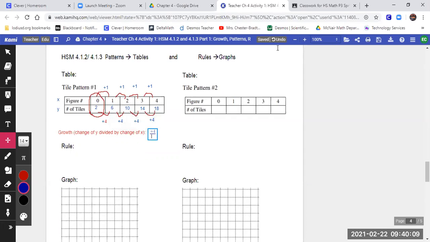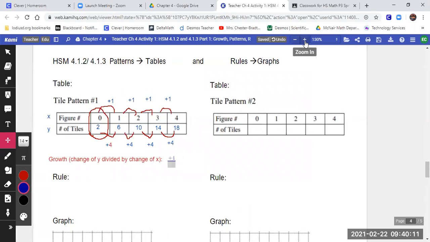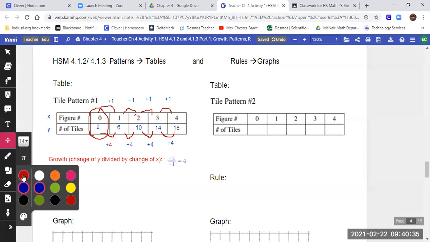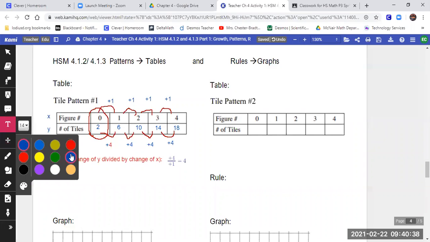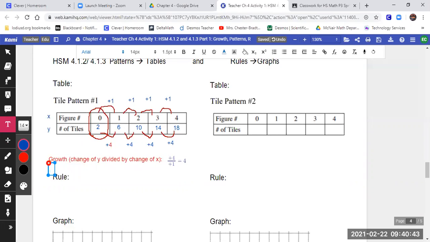What are the x's doing each time? Increasing by 1. Okay, so if we do that math, we get the number 4. And that number 4 goes with the x of the rule. Okay, we still need to figure out our start value though. So not only do we have to find out growth, we have to find out start value.